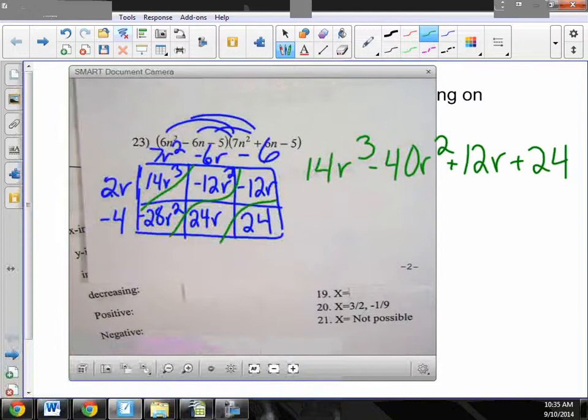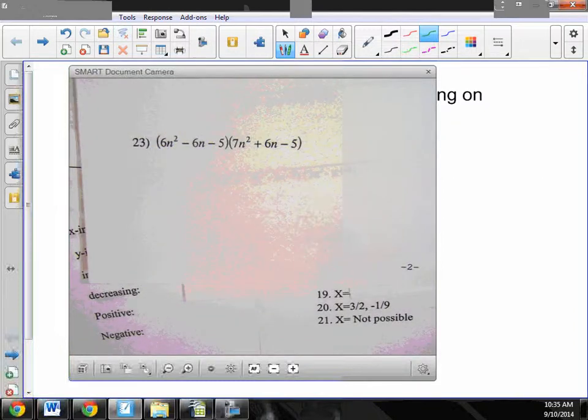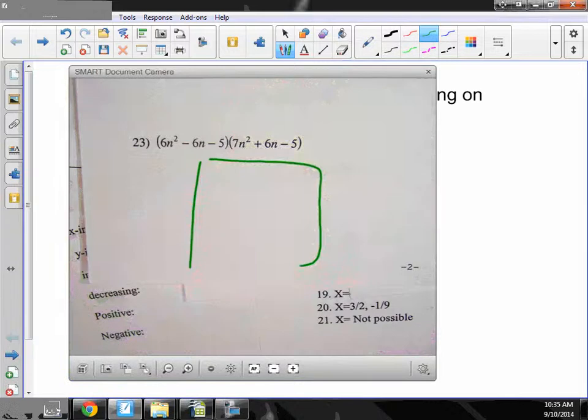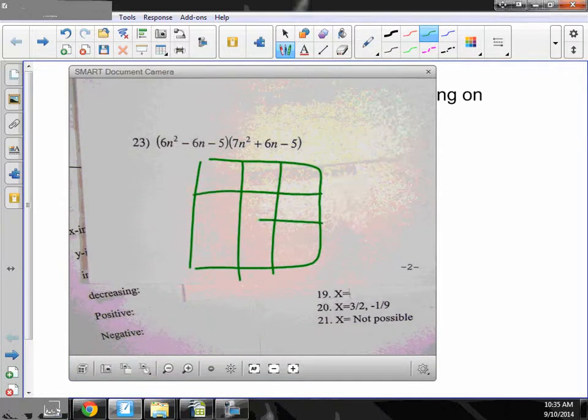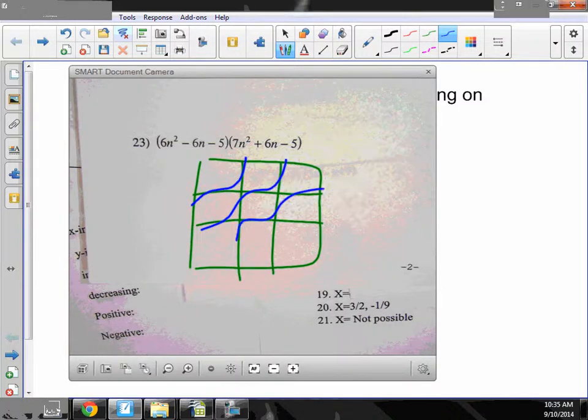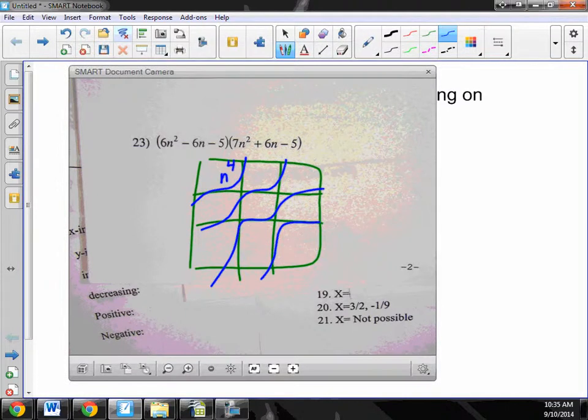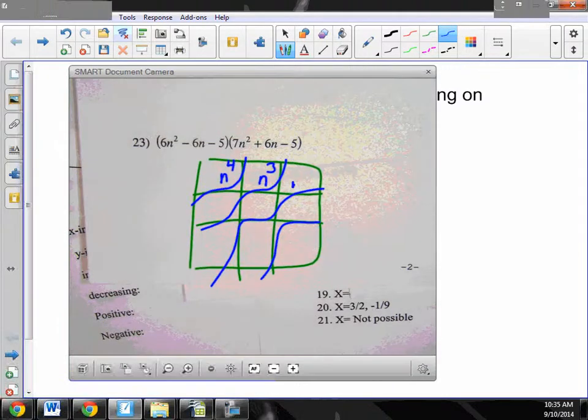Now, I'm not going to do 23 for you, but how big would the box be? 3 by 3. And then, if I draw the diagonals, what's the variable going to be in the first diagonal? N to the fourth, and the second diagonal, n to the third, then n squared, and then n, and then the last one will be a constant. So that middle diagonal is actually 3 different n squareds.